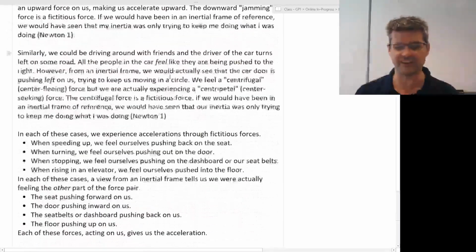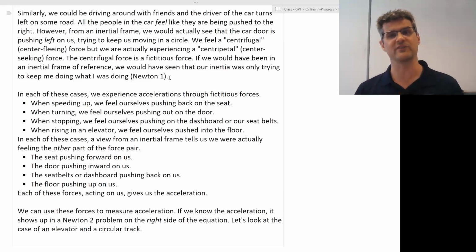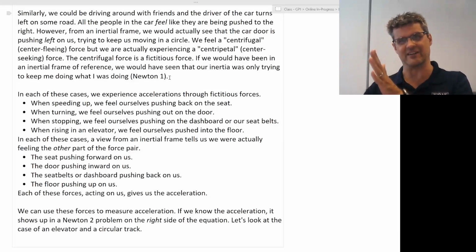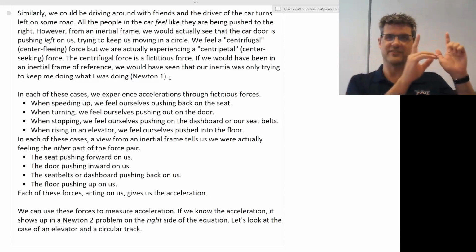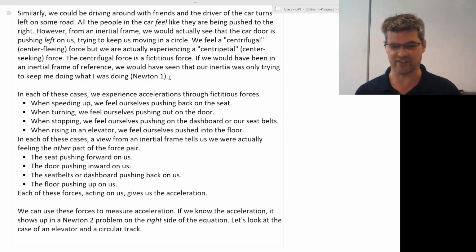So that being said, each of these scenarios is a scenario of an accelerating reference frame. In these scenarios, what we do is not alter the forces on the left-hand side of Newton's second law. We alter the accelerations on the right-hand side of Newton's second law. So putting all of that together.